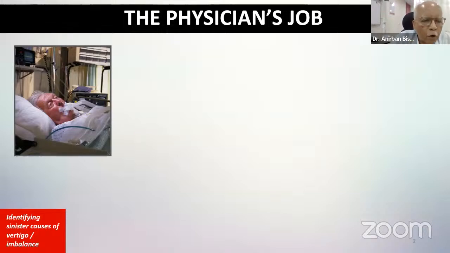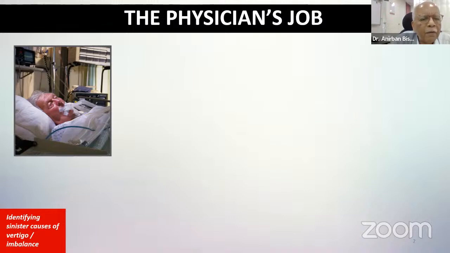Now, the physician's job number one. First job is identifying the sinister causes of vertigo. Some patients of vertigo will be coming to you. Do not take them very lightly. It is a head spinning. It may be a stroke in the posterior fossa. Vertigo can be the only sign of a stroke in the posterior fossa. It can be the only sign of an acoustic neuroma, which is a tumor in the brain.